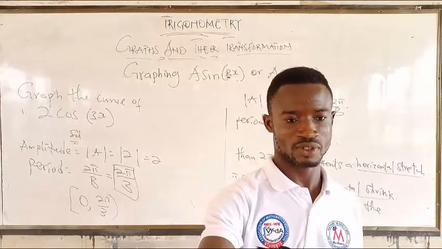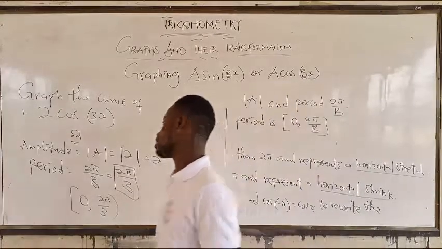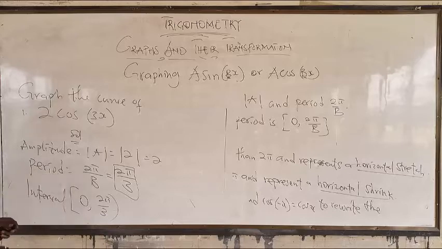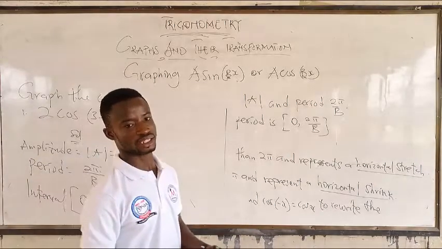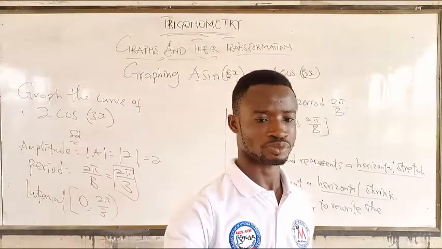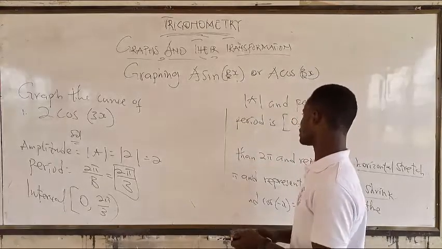So do the graph yourself. This is going to be the interval of the period. So the interval will be 0, 2 pi over 3. And also, please after here, you can go and graph it. You know what to do.